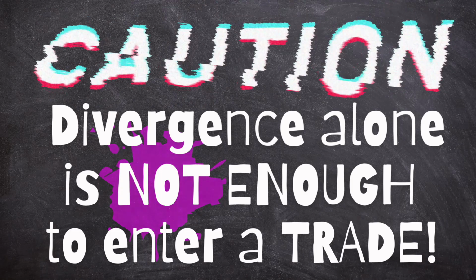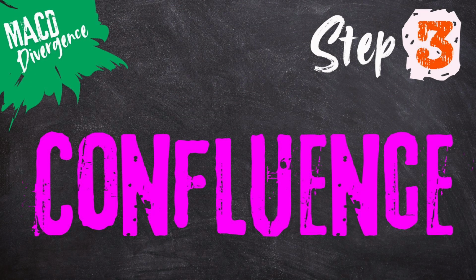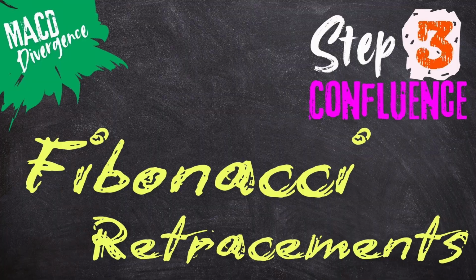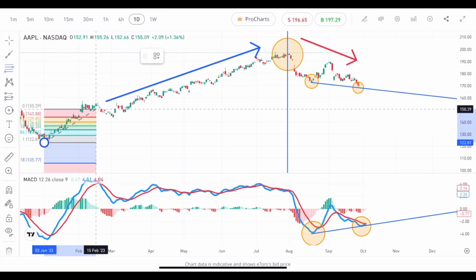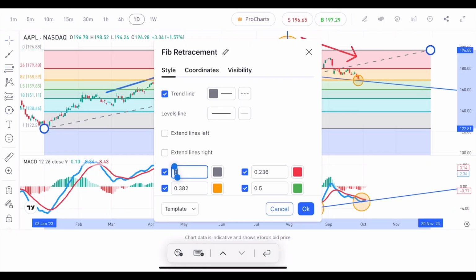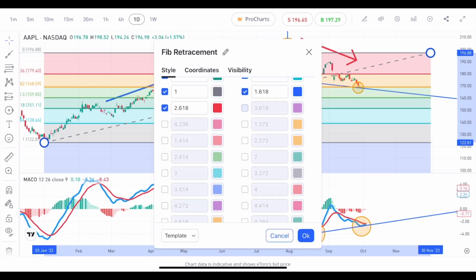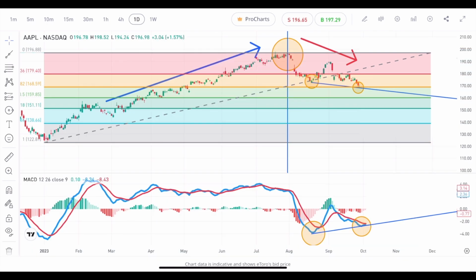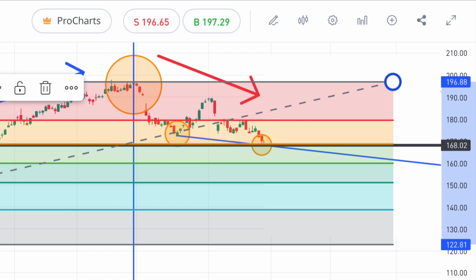A divergence on its own can be misleading, so we need confluence. First, let's draw a Fibonacci retracement from the swing low in early 23 up to the peak point in late 23. I can see that this second price low is happening right around the 38.2 retracement zone, which is typically a strong support zone in trending markets.